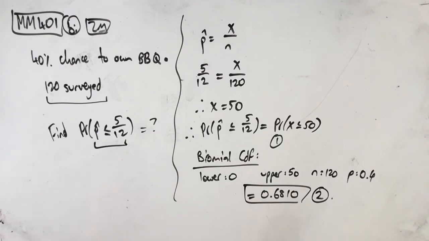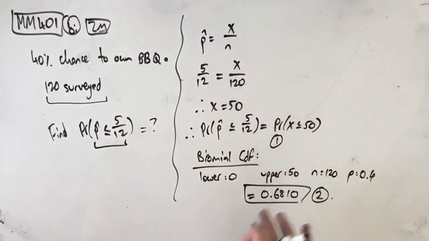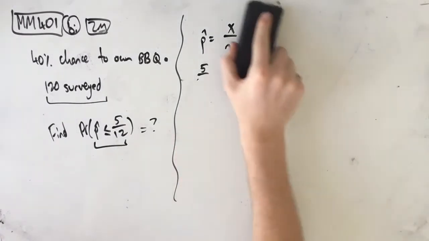And that's it. The biggest thing here is converting our p hat value into an x value and using our binomial distribution. That's it, guys. Let's move on to B(ii). B(ii) asks us to find a confidence interval.